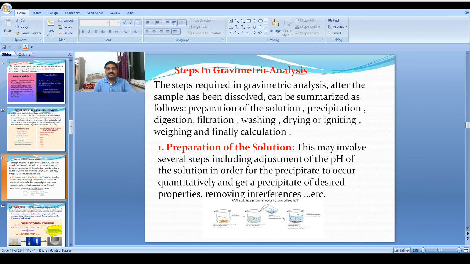So the first, preparation of the sample solution. This may involve several steps including adjustment of the pH. Whenever we prepare the solution, there is adjusting of the pH of the solution in order to get the precipitate from the sample. And here it occurs quantitatively and we get the precipitate of desired properties, removing interference, that means the impurity. And it can be shown again diagrammatically here.